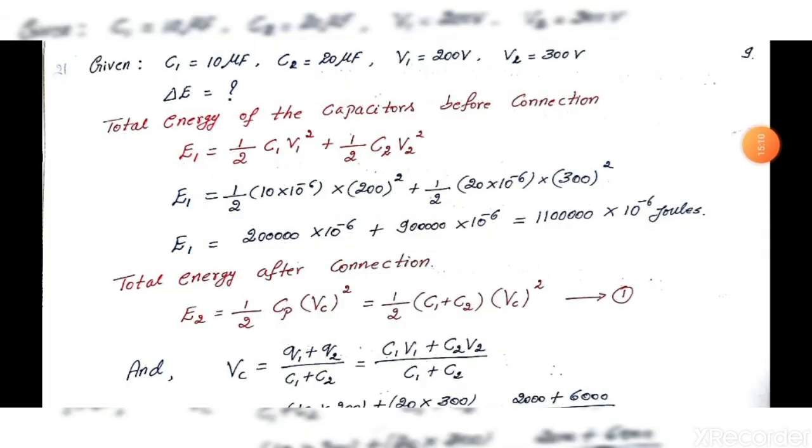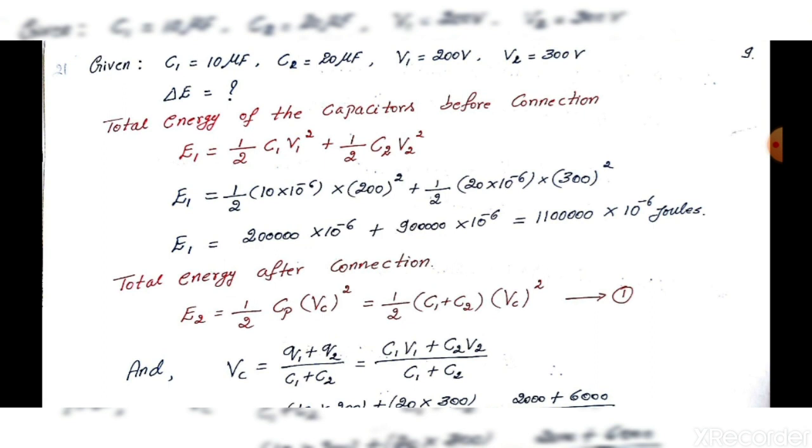Yeah, this is the given thing. Here C1, C2 values are given as 10 and 20 microfarads, and V1 and V2 are given. We have to find the energy difference here, delta E. Before connection, the total energy of the capacitors is just an addition. Let it be E1 equals half C1 V1 square plus half C2 V2 square. Just substitute the C1, V1, C2, V2 values here and calculate it.